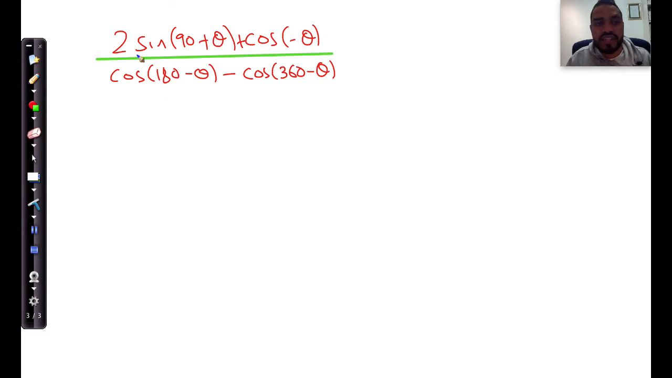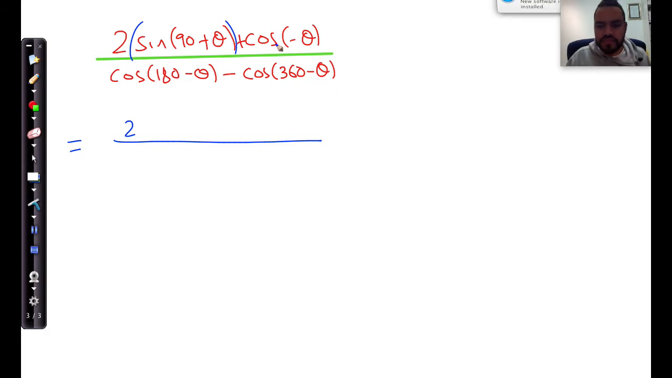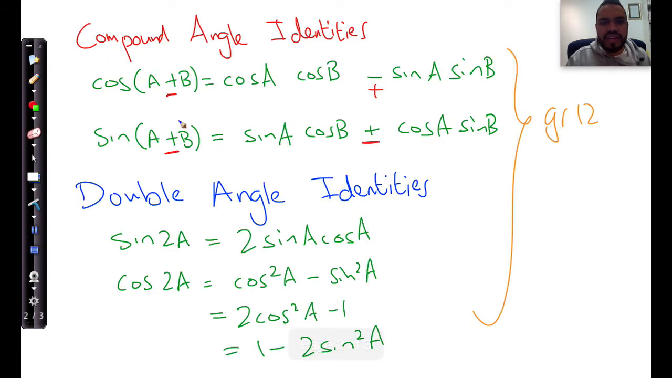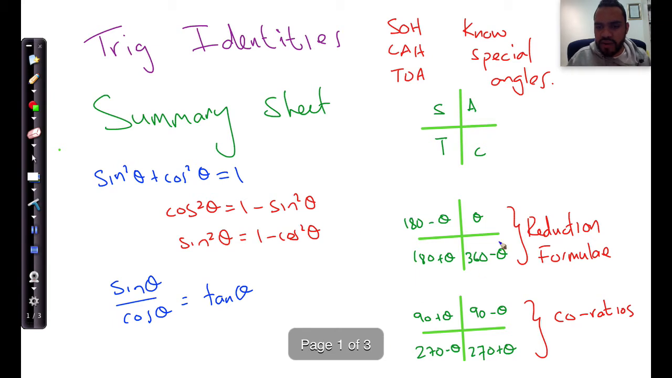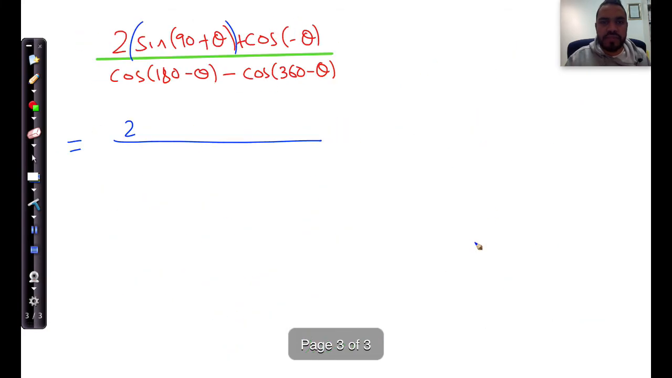The trick to doing this is to look at each of the ratios and the arguments, or the inputs, individually. So when I simplify this, I'm going to go into the next line. I'm going to say the 2 remains a 2. Now I look at sine of 90 plus theta. How do I simplify that? I see negative theta, 360 minus theta, and 180 minus theta. Clearly, 360 minus theta and 180 minus theta are part of the reduction formulae. Negative theta is not here, so that's something we're going to deal with.